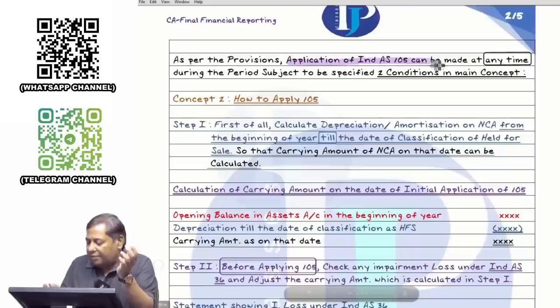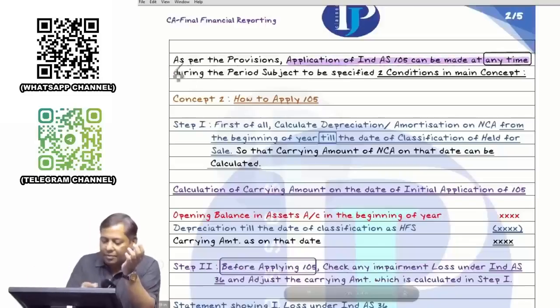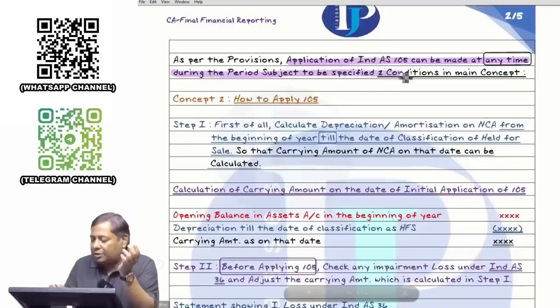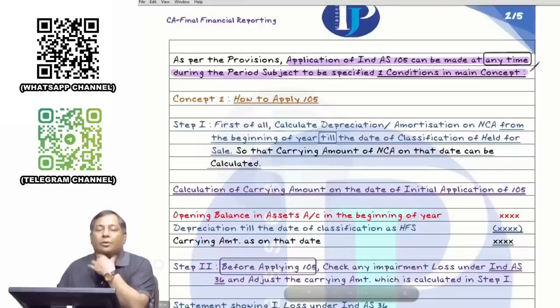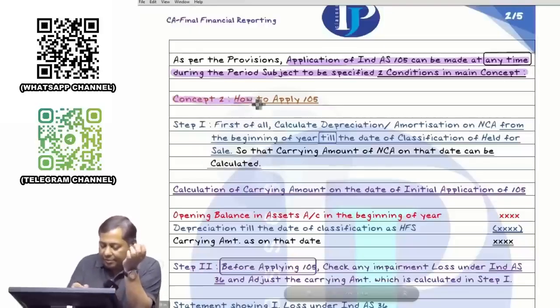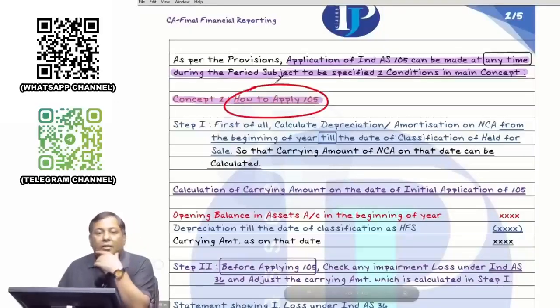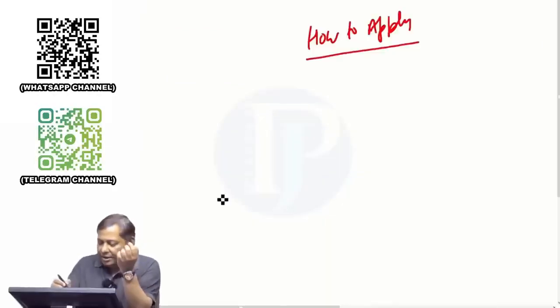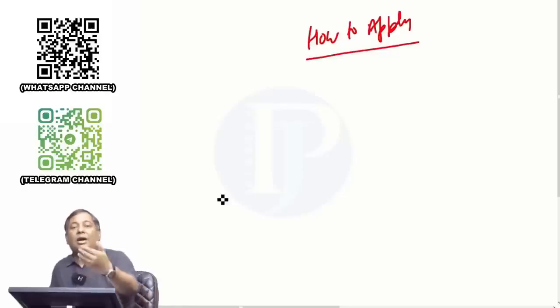The application of 105 can be made at any time during the period, subject to the specified two conditions in the main concept. Apply it at any time. Then we came to the second concept, how to apply. When we came to how to apply 105, I explained 3 steps for that.